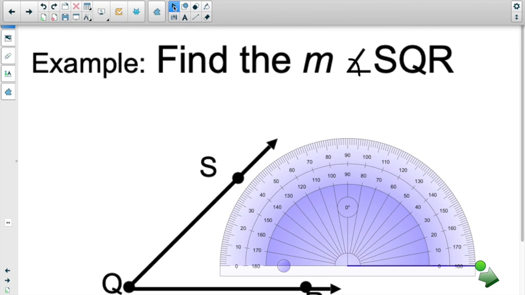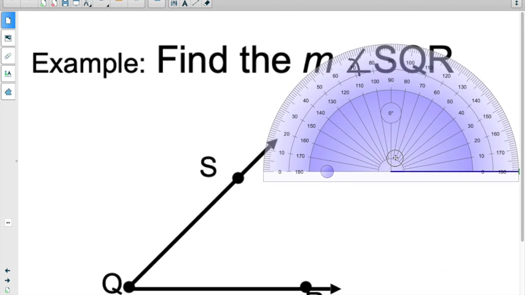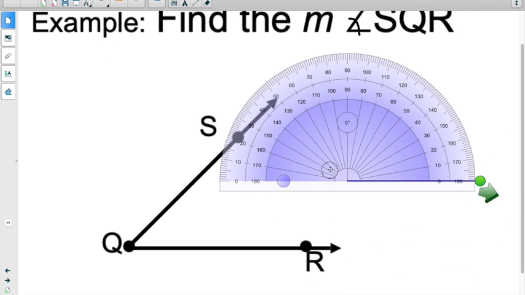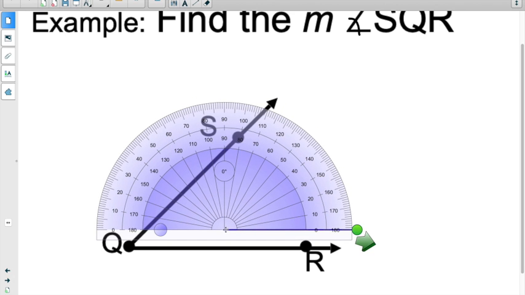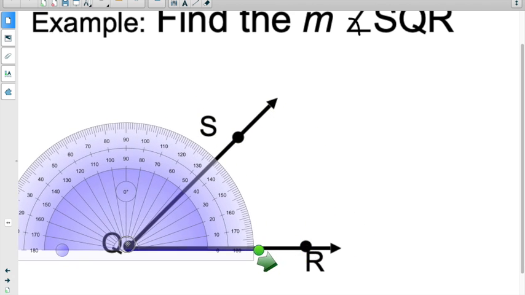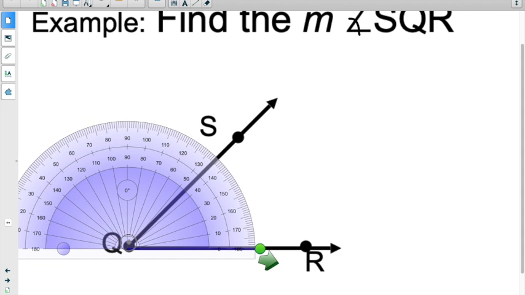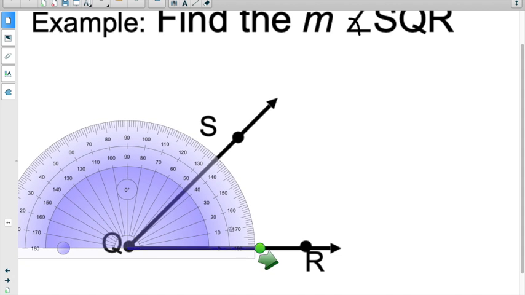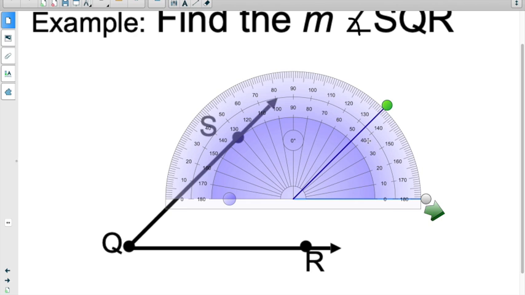And to do that, you take your protractor, you place the center right here of this protractor on Q, on point Q. And then you look at this and you say, okay, your line looks to be right about here. Perfectly lines up. And for the sake of seeing what it looks like, this is at 46 degrees.